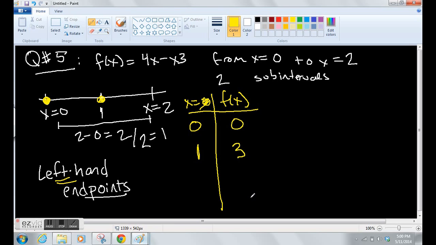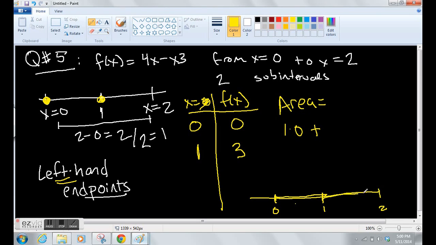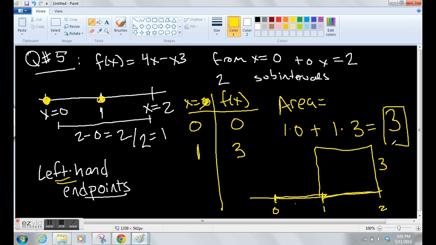So that tells you, if we're approximating the area, our first box goes from 0 to 1, and it's 0 high. You gotta love these, right? So the area is equal to, the box is 1 wide times 0 tall, plus the second box here is 1 wide and 3 tall. So the answer is 0 plus 3 is 3. The approximate area is 3.